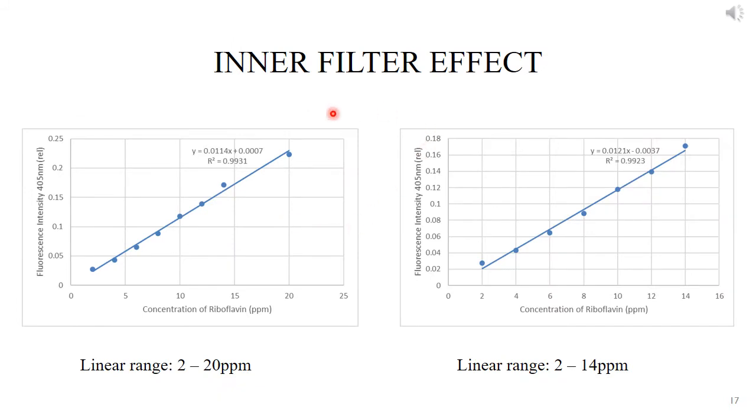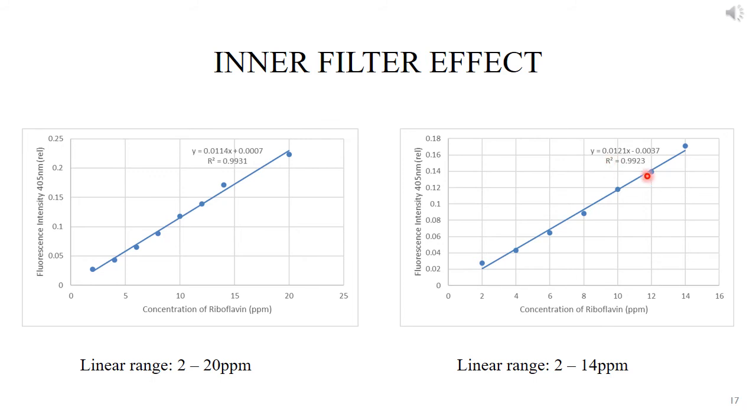Next, the data was checked to see if there was an inner filter effect. Fluorescence spectroscopy is sensitive and has a limited dynamic linear range. When the concentration of the solution is very high, the light does not pass through the entire solution, so the fluorescence intensity is lower than what it actually is. To check whether there is an inner filter effect, the solution with greatest concentration, the 20 parts per million solution, is taken out of the data from the calibration curve. So this is the calibration curve without the 20 parts per million solution.